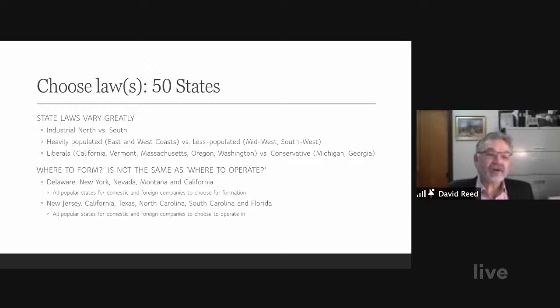So how do state laws vary? Historically, it's based upon the particular history of that state. We have an industrial north versus a far less industrial south. So the laws in the north are often much more stringent on certain types of entities and certain operations. We also have heavily populated areas, the East Coast and the West Coast, versus the less populated middle part or southwest part of our country. There, some of the regulations are not as important.